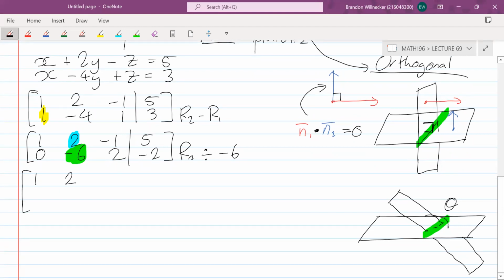So we're going to have 1, 2, minus 1, 5, 0, 1, minus 2 over 6. We can write that as minus 1 over 3. Minus 2 over minus 6, we can just write that as 1 over 3. Okay, good. Now we still need this top element here to be a 0. So we're going to take row 1 minus 2 row 2.